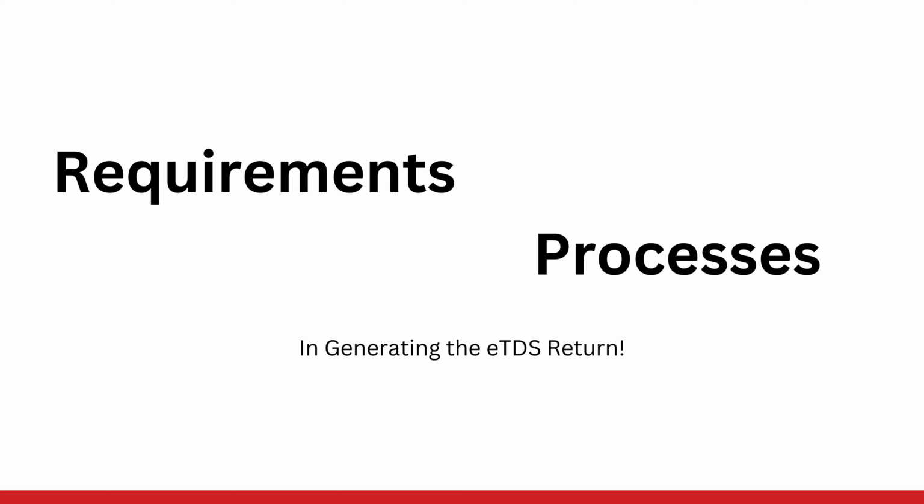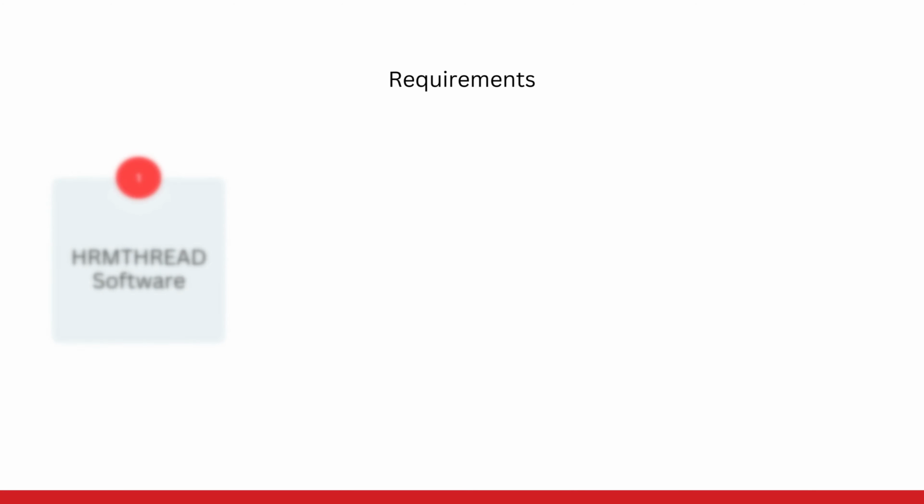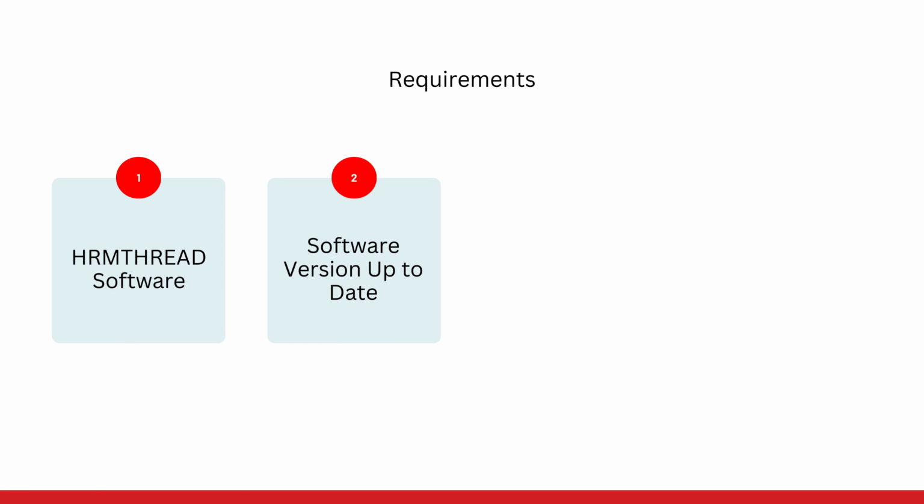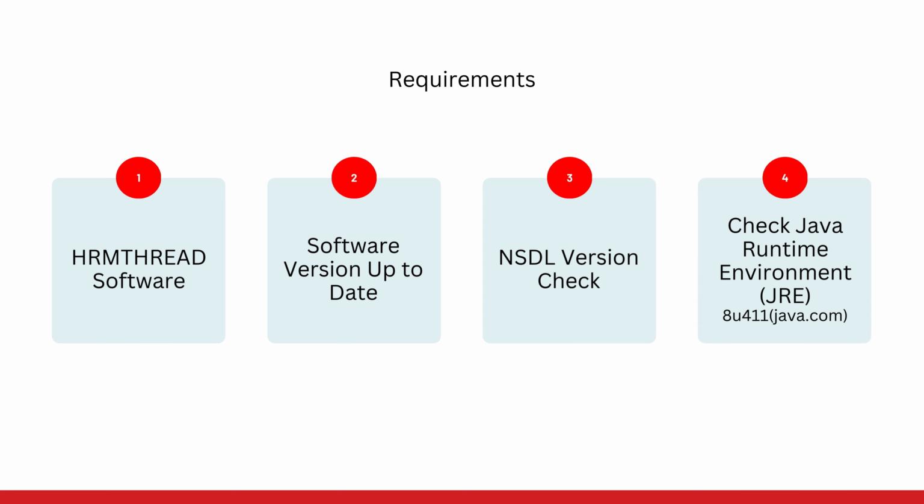These are the requirements. Firstly, you should have Census HRM Thread software. It could be on-premises or online, either option is viable. For on-premises, ensure your version is up to date. The NSDL version should be updated in your system. Java Runtime Environment (JRE), ensure this JRE is on your system before creating a FVU file.